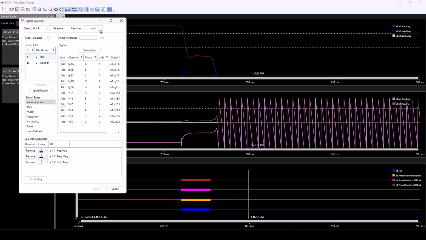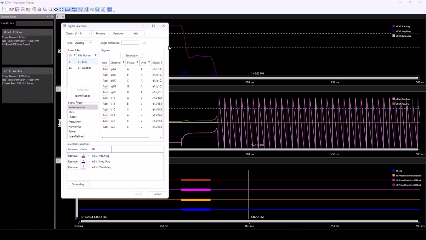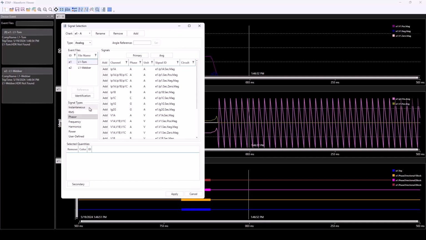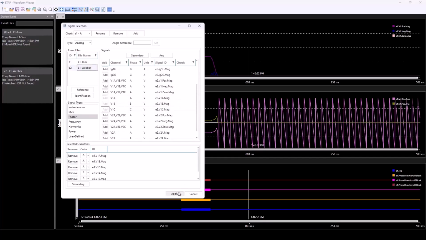So I can display, for example, the voltage values for both ends of the line. So I'm going to remove the selected quantities. First, in the first event, I'm going to go to the phasor values and bring in the primary values for voltage A, B, and C, and the same quantities for the other event for the relays. So then you bring them.